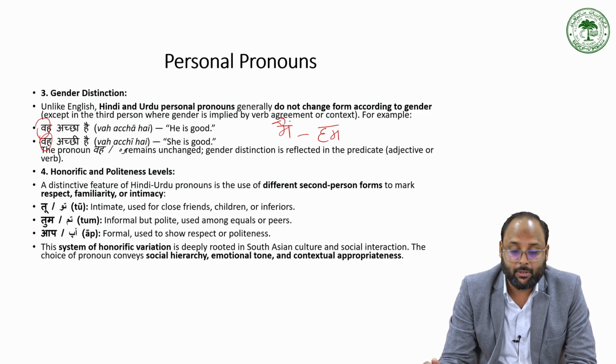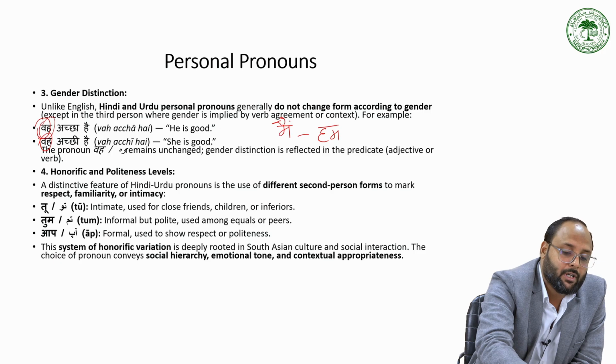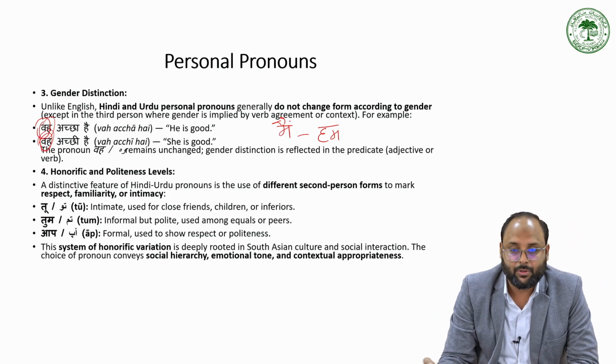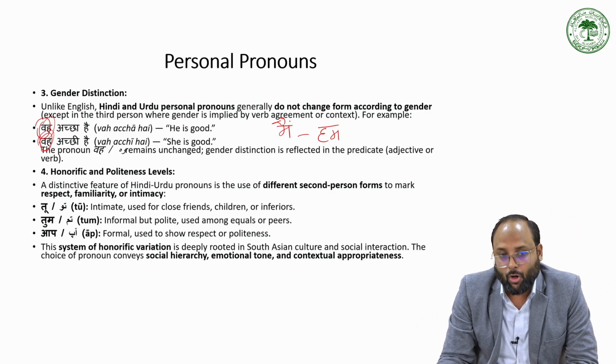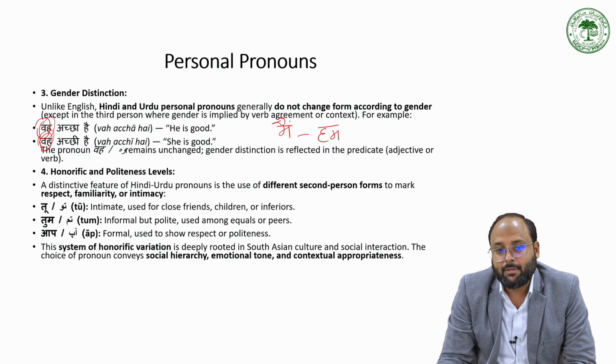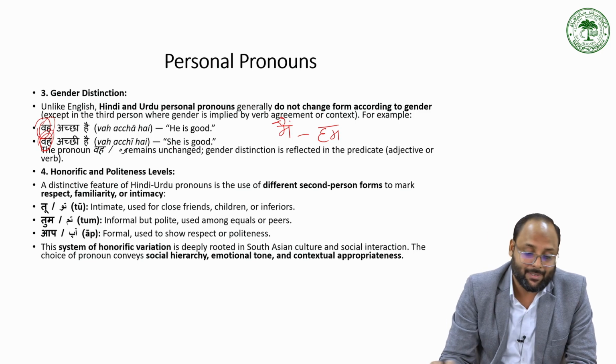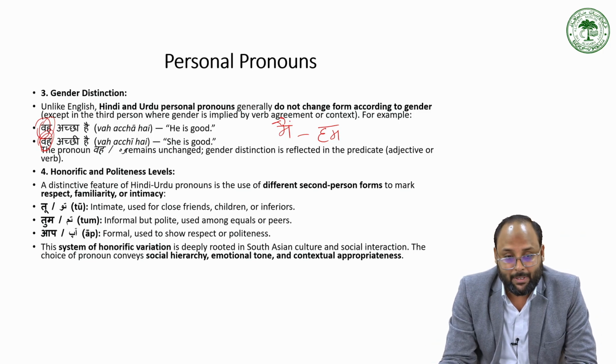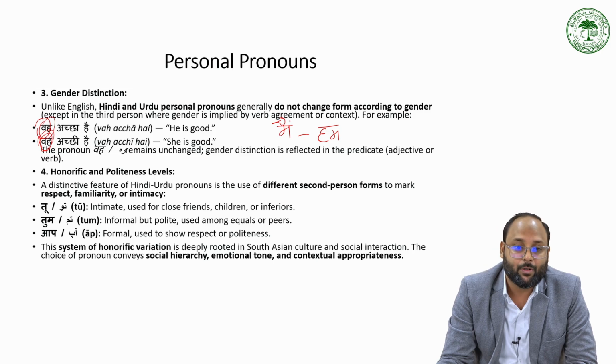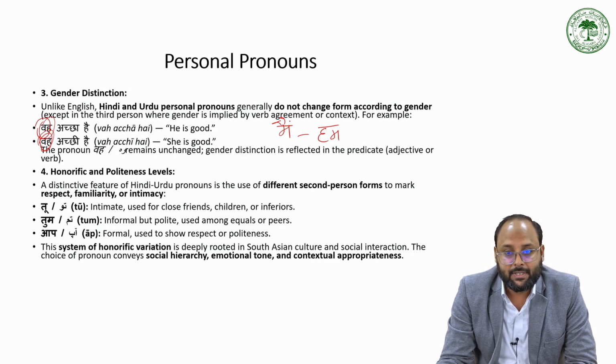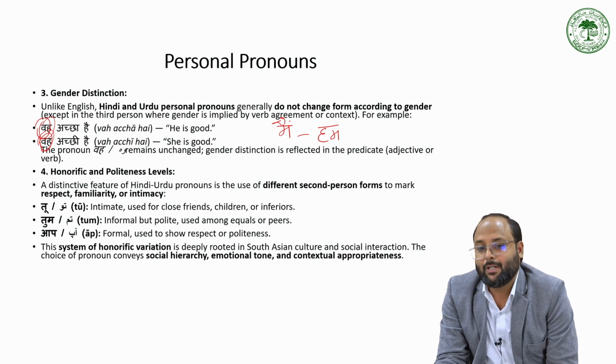So that is it. But in standard Urdu, we have only vo and wo for the gender distinction. There is no distinction in the form. And for honorific or politeness level, we have different types in terms of second person. So tu is for informal, or intimate, for friends, close friends, children, and inferiors. And tum is informal but polite, but used among equals or peers.